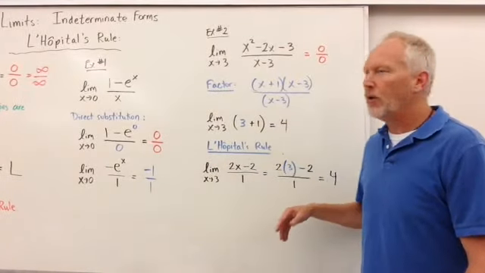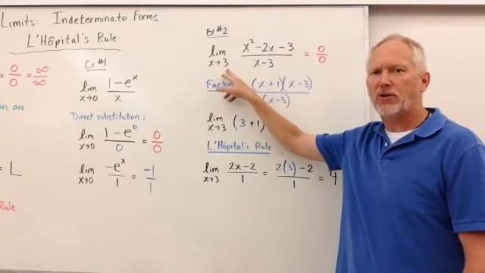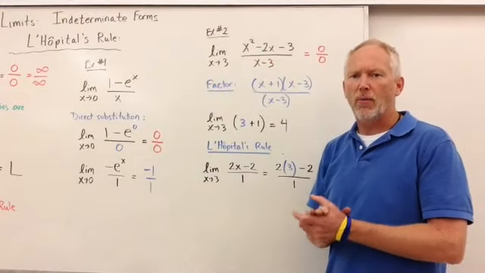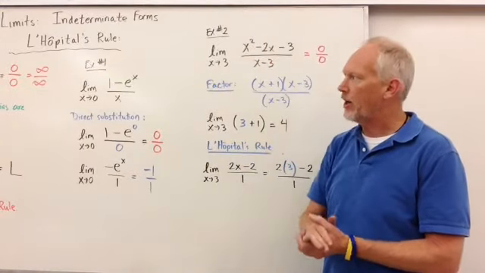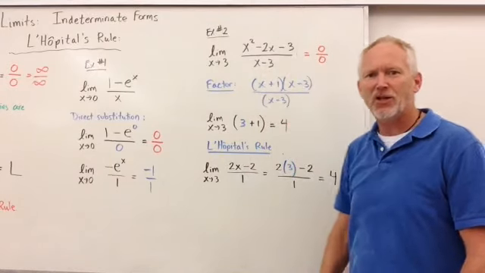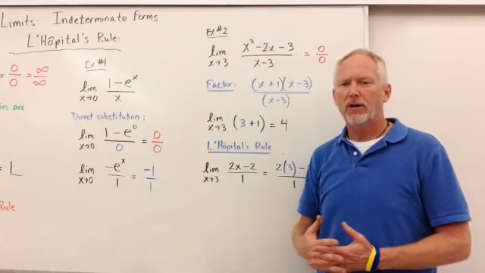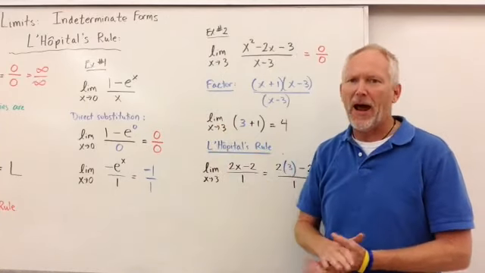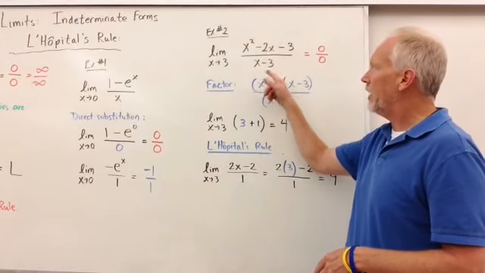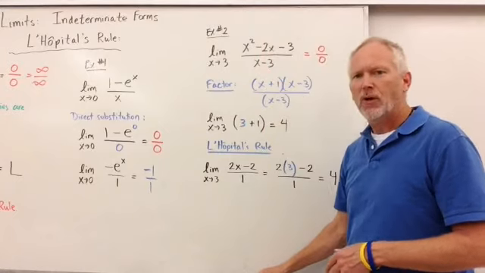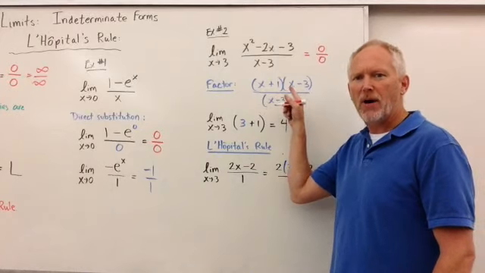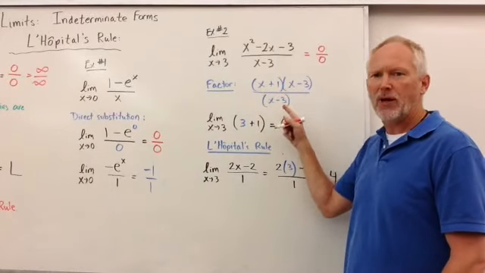Here we have the limit as x goes to 3 of x squared minus 2x minus 3, over x minus 3. My first idea: let's try direct substitution. You find out through direct substitution that you get an indeterminate form, so that won't work. Next, we factor. It looks factorable, and it looks like we'll get an x minus 3 here. So we can factor this, and we get x plus 1 times x minus 3, all over x minus 3.